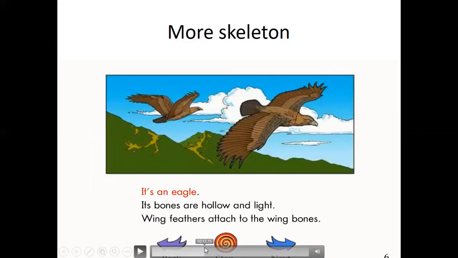The bones of eagles are hollow and light. Wing feathers are attached to the wing bones. Okay, the bones of an eagle are hollow and light. Why are they hollow and light? Because hollow bones help it to fly.